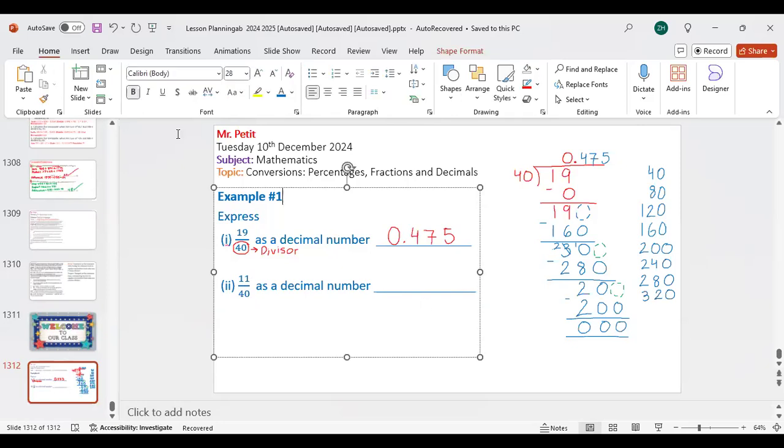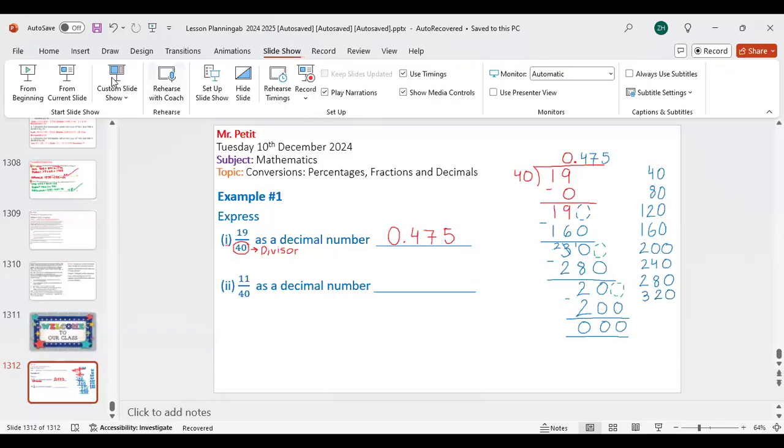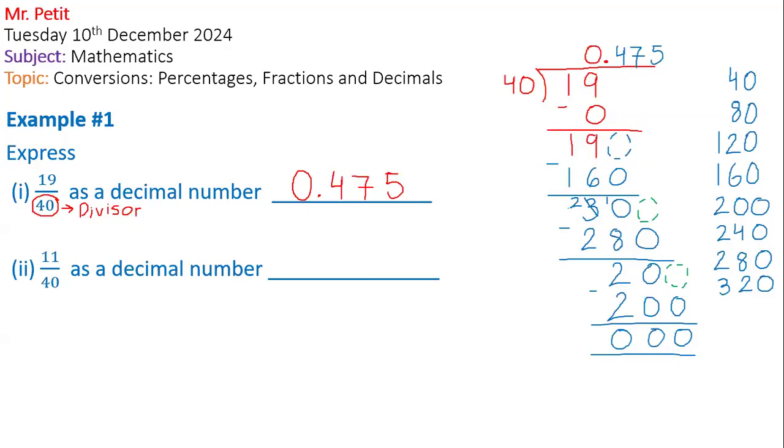So 11 over 40, you want to express that as a decimal number. So what we're going to do here is we're going to also divide, right? We're going to put the denominator on the outside, the numerator on the inside. All right.